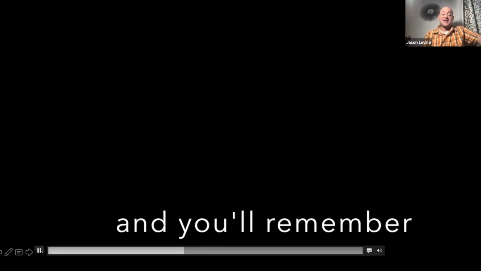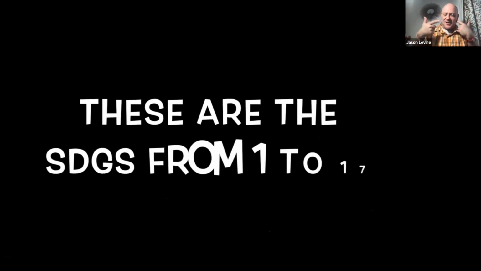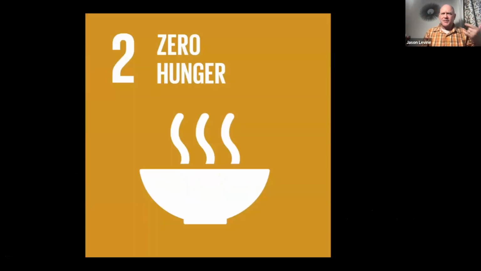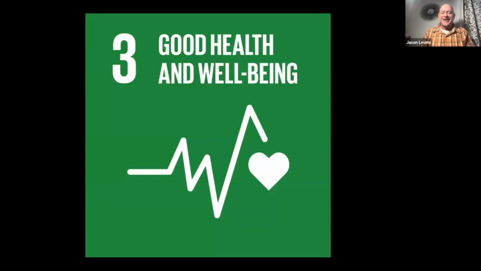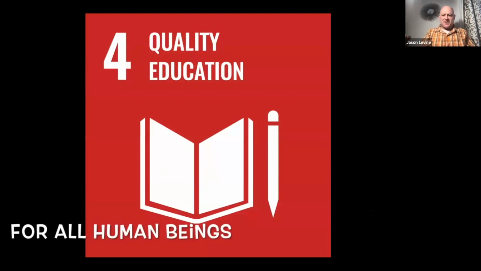The idea I have is this. Sustainable development goals, what do they mean? These are the SDGs from 1 to 17. And then maybe some of them are easier. No poverty, zero hunger, good health and well-being. Get no poverty, no hunger. Right? Quality education for all human beings.